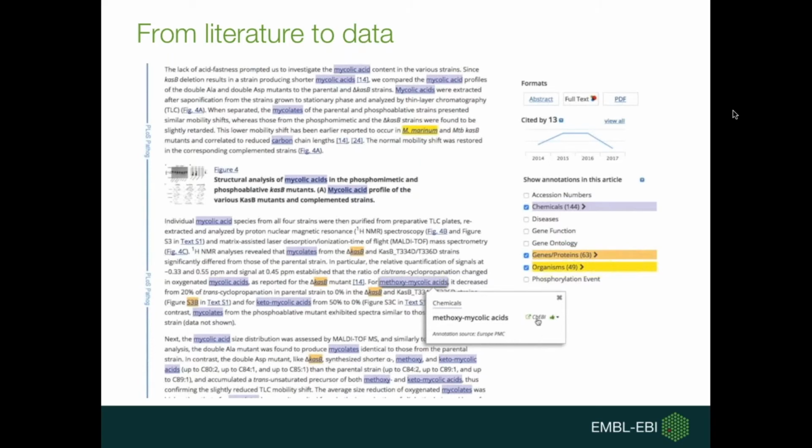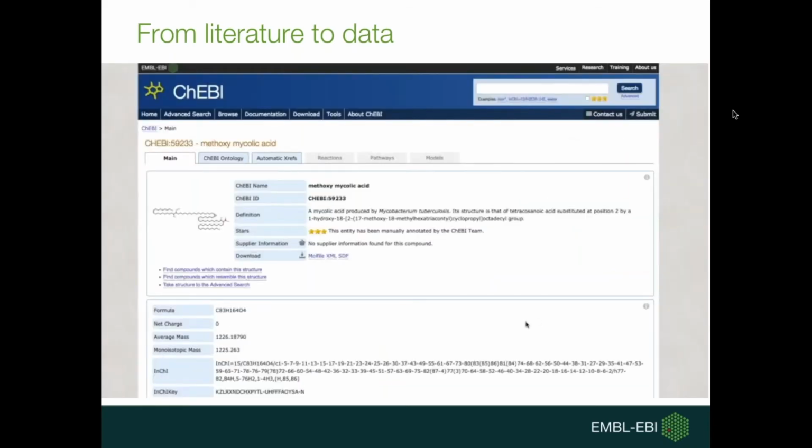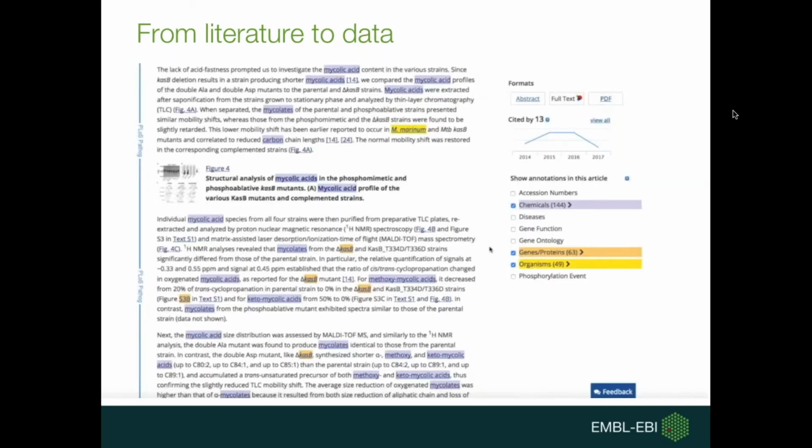If you follow that link, you will see a summary dedicated to this particular compound. You can find the chemical formula, mass, and charge, as well as some functional information. Similarly, if you open a pop-up for genes and proteins, you will see a link to UniProt, a knowledge base of protein sequence and functional information.